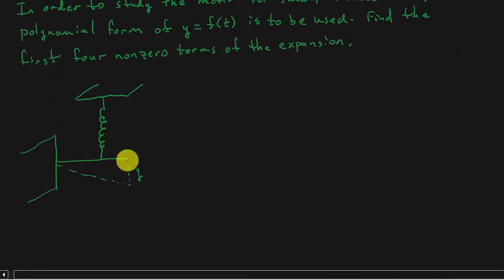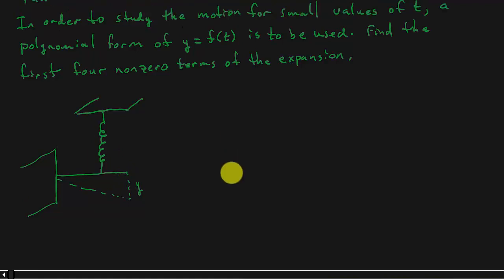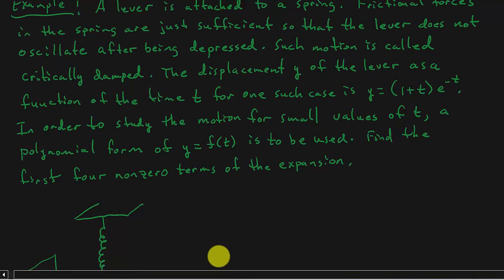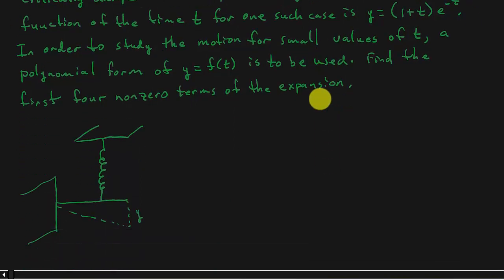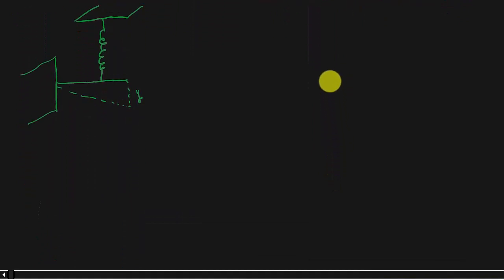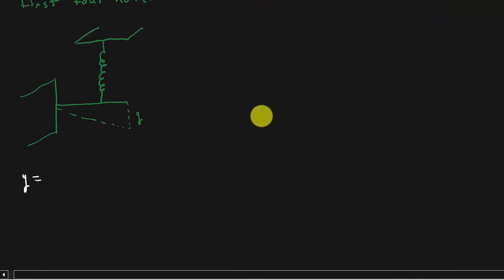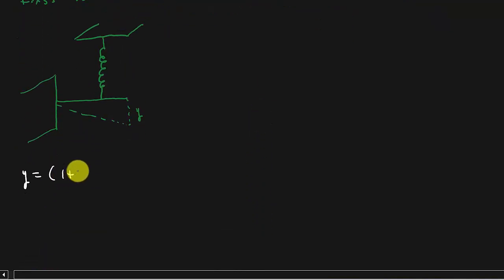This is your lever right here, and there's your spring, and so when you hit that lever, it's not going to oscillate, so the lever does not oscillate after being depressed. All right, so we've got y is equal, and I know it does say y. We'll just use y. That's 1 plus t e to the negative t.